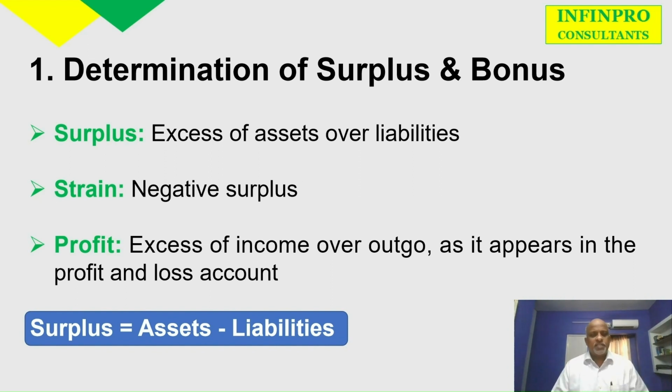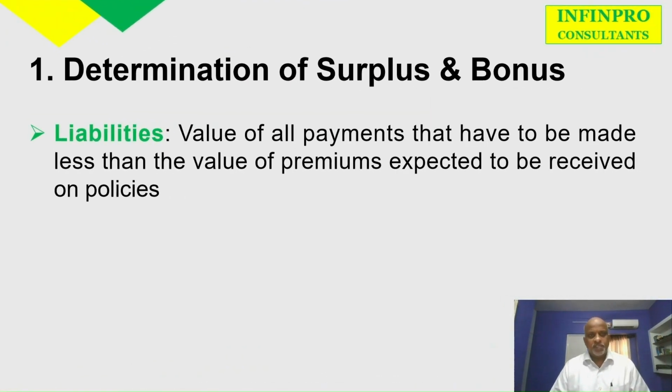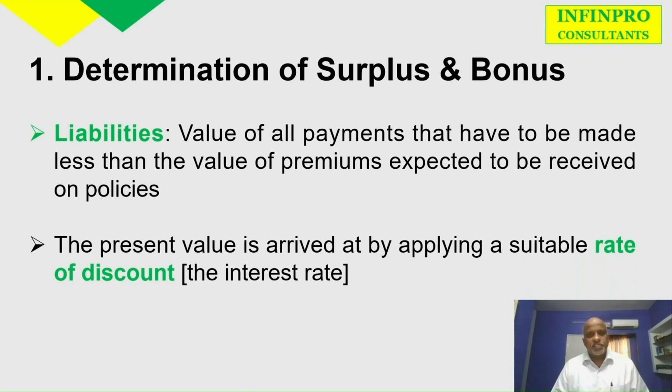A simple understanding. You have to put yourself as a life insurer, and if I am the life insurance company, how will I see my surplus and bonus? So what are all the liabilities? Value of all payments that have to be made less than the value of premiums expected to be received, including all the expenses, will come under liabilities. So the present value is arrived based on a rate of discount using the interest table.